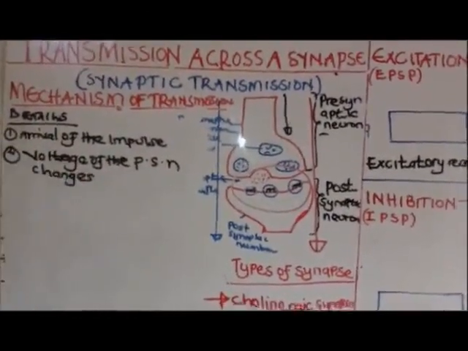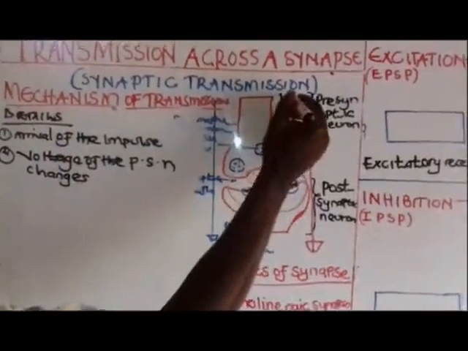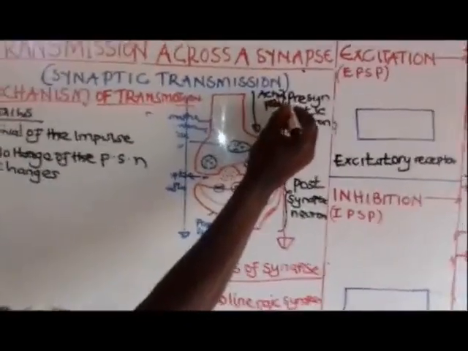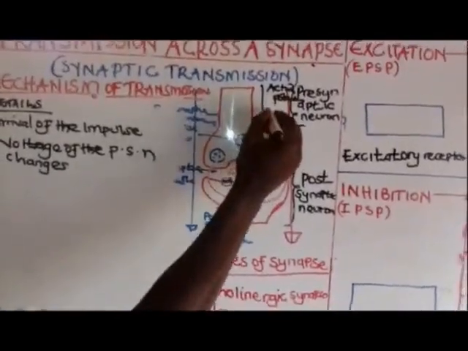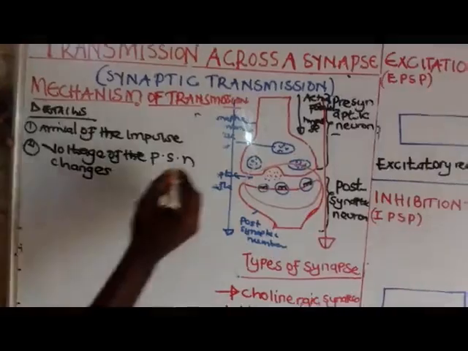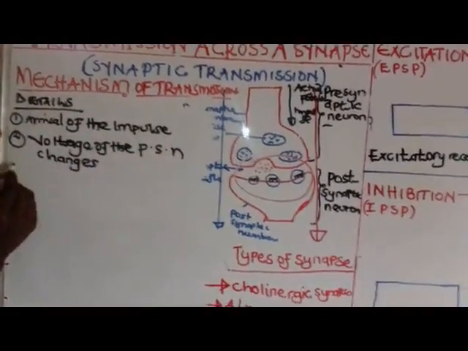Now, we are seeing that because of the arrival of the action potential, or what we are calling the impulse, the voltage of the presynaptic neuron changes. What do we see, number 3?